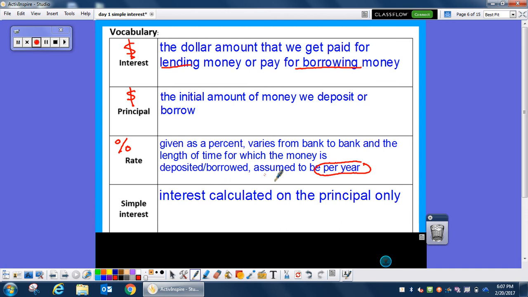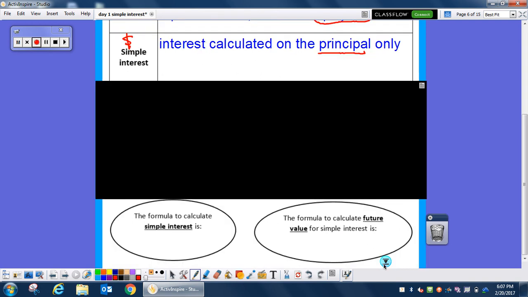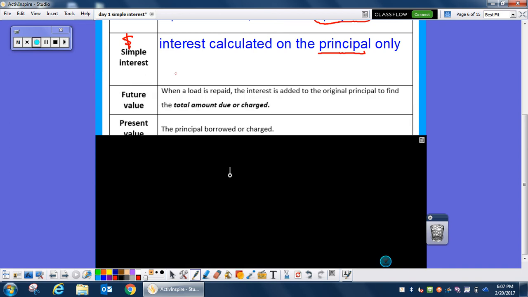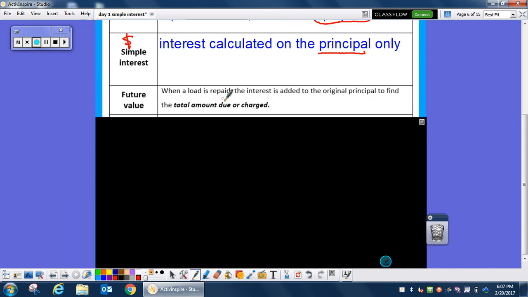Simple interest is interest calculated on the principal only. So again, this is going to be in dollar amounts. Okay, and then future value is when the loan is repaid, the interest is added to the original principal to find the total amount due or charged. So this is basically the bigger amount of money typically, what you have to end up paying, because you have to obviously pay for the principal. So if you want to borrow $500, you're going to have to pay $500, and then the future value adds in the interest you would have to pay.